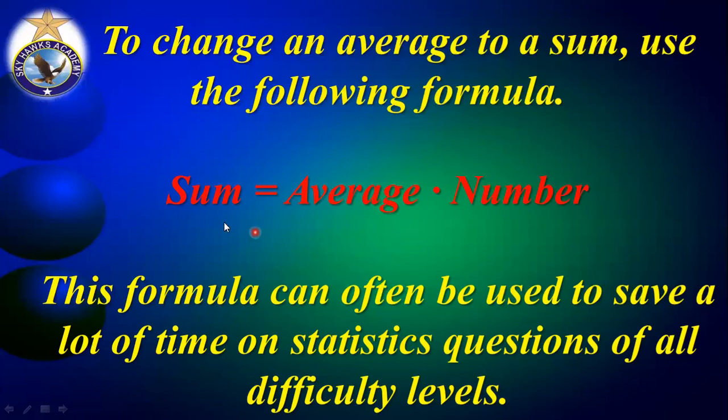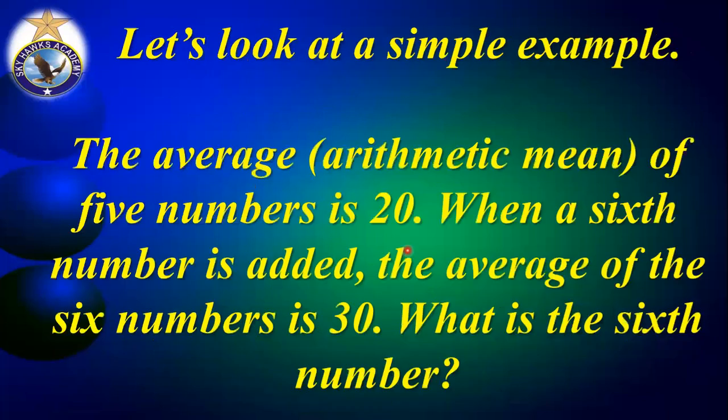Here we can calculate three things. Either we are looking for the sum, so we'll have to multiply the average with the number. If you are looking for the average, we'll have to divide this sum by the total number. If the number is missing, you can also find it: the sum and the average can be divided, so you can get the number. So let's see. We are just going to explain this with an example. Let's look at a simple example.